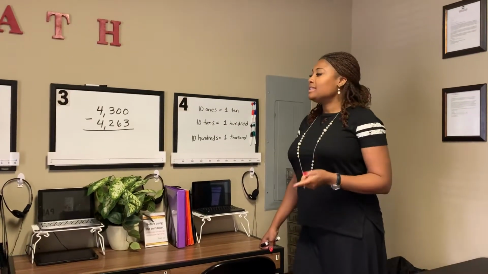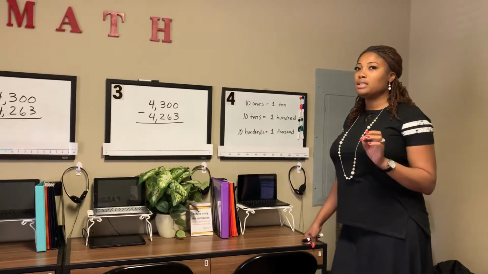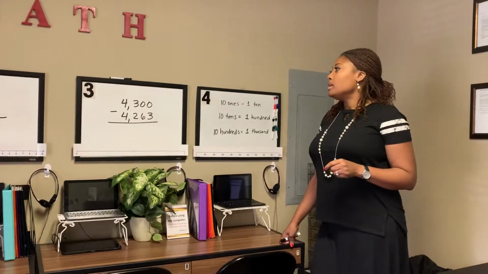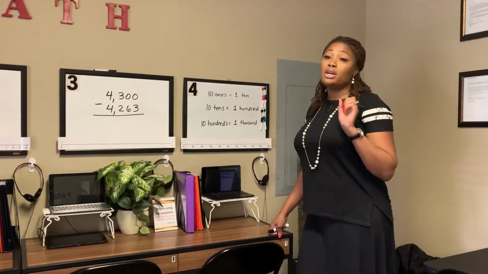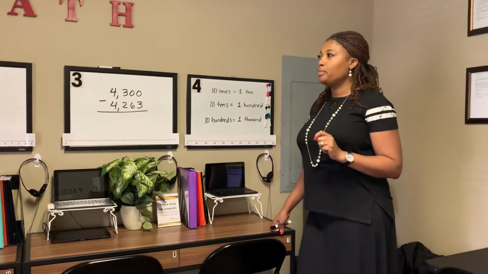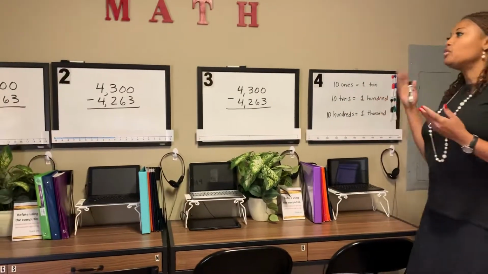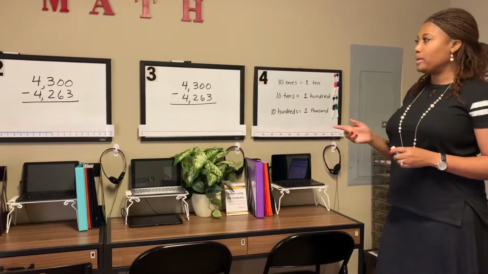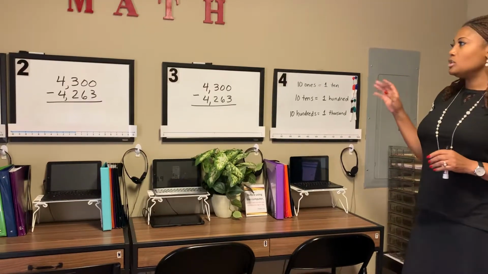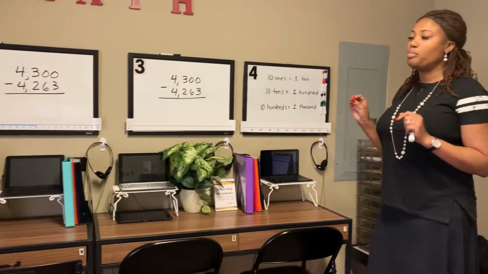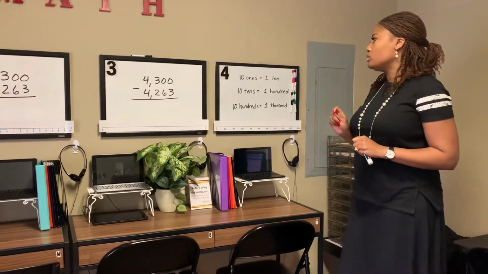All right, today I will show you some misconceptions about subtracting that will hurt students if they don't understand place value. Here on the board I have 4,300 minus 4,263. Notice I placed multi-digit numbers with zeros when subtracting on purpose because most students struggle with multiple zeros.